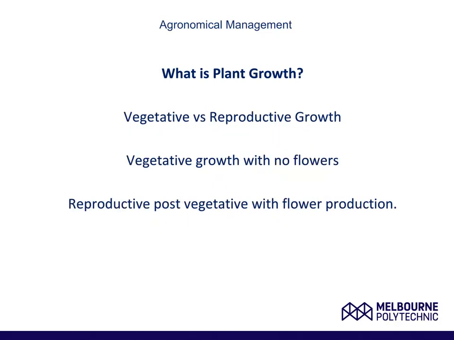When plants grow without producing flowers, this is termed the vegetative period of growth. In this stage of growth, plants will produce leaves, stems, and roots. After the vegetative growth period, plants will produce flowers. This is referred to as the reproductive part of the plant.